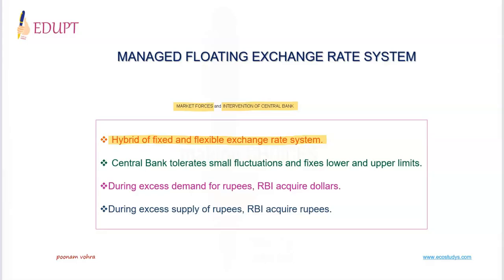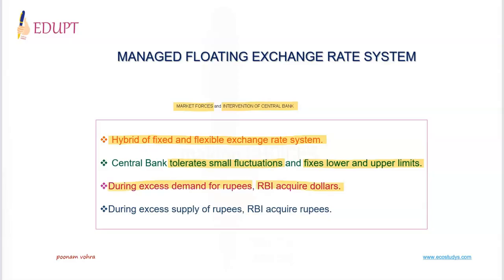The central bank, though, tolerates small fluctuations and fixes lower and upper limits, but it exercises its influence through sale and purchase of foreign currency in the international money market. For this, central bank maintains reserves of foreign exchange to ensure that exchange rate stays within the targeted value.